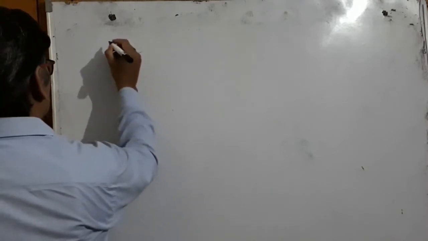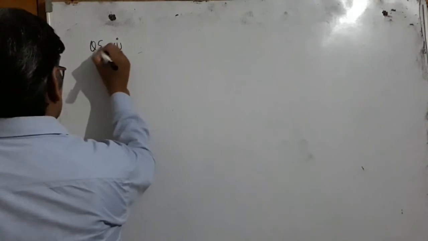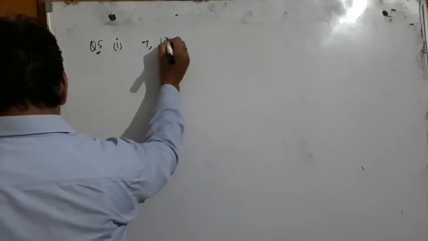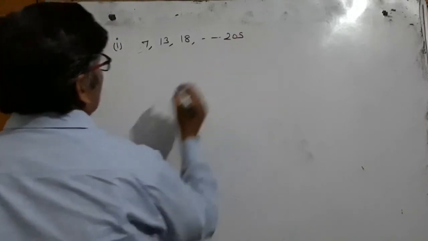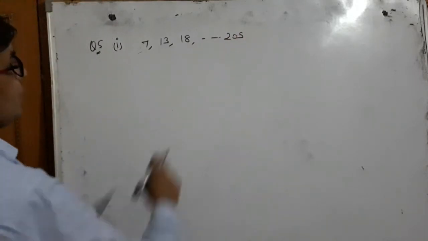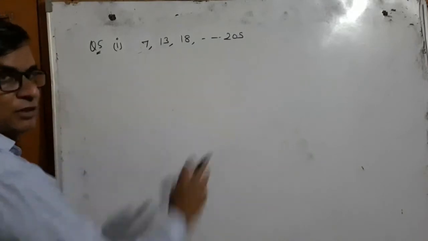Question number 5. Find the number of terms in each of the following APs. First is 7, 13, 18 and 205. In this AP, the last term is 205 and the first term is 7. We have to find how many terms are in this AP.